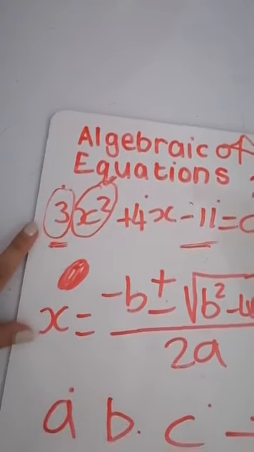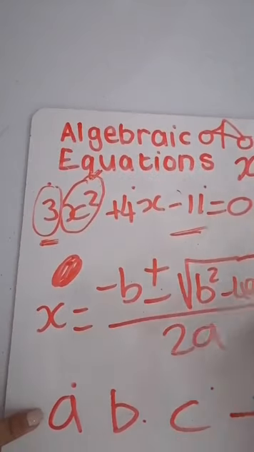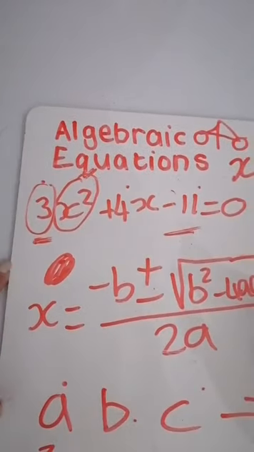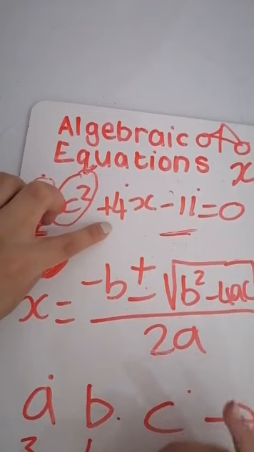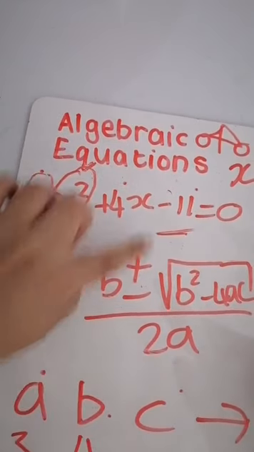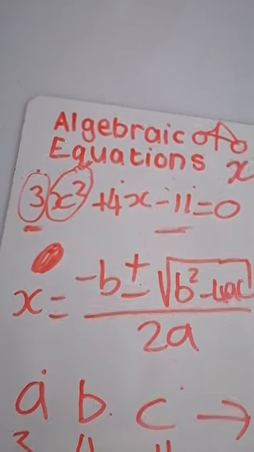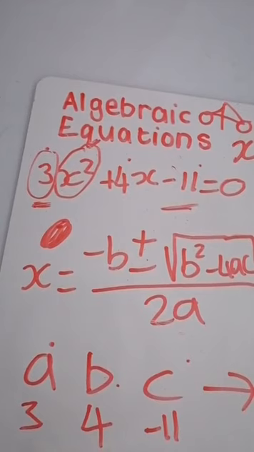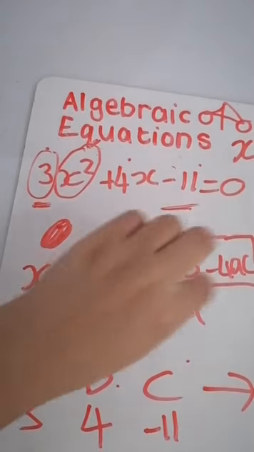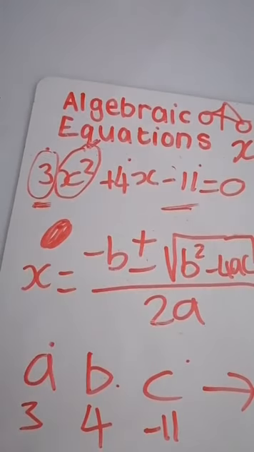So the coefficient of the first term, A has a value of 3, B has a value of 4, and C has a value of negative 11. That is the difficult part. I promise you, that is the most difficult part. Identifying your A, B, and your C. The next part is super duper easy. All you do is you just fill in these values into your calculator. Okay?